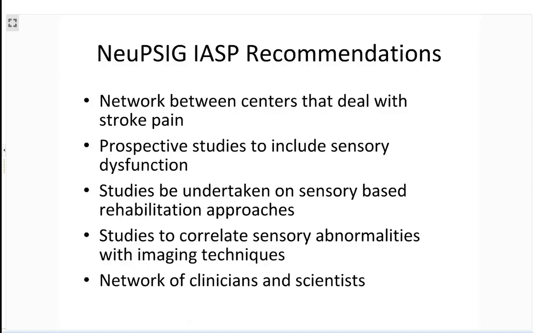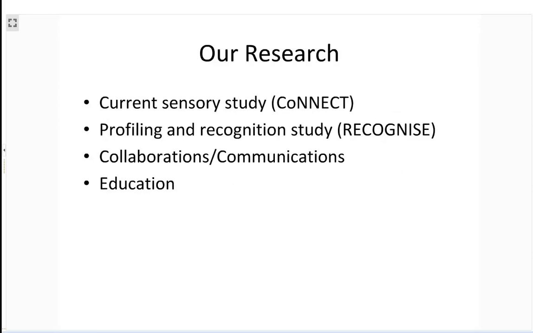The Neuropathic Special Interest Group have recommended that we should be looking at networks of centres that deal with stroke pain, and studies should include sensory dysfunction, and we should be looking at sensory rehabilitation. Studies to do that combined with imaging, and we should be really building networks of clinicians and scientists, which is what we're trying to do.